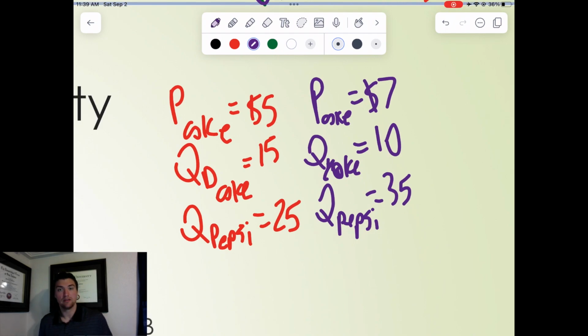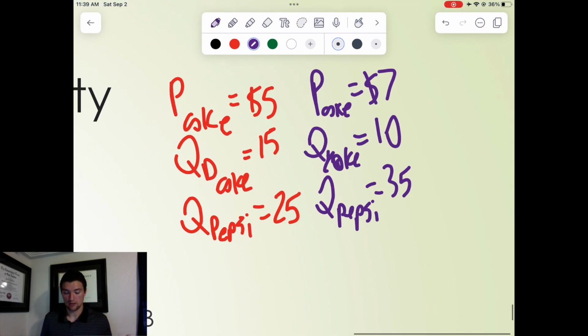So I threw this in here kind of to throw you off, because if I'm looking for the cross price elasticity, which quantity am I using, Coke or Pepsi? I'm going to use Pepsi because we're looking at the cross price. I'm looking at the two different goods here.